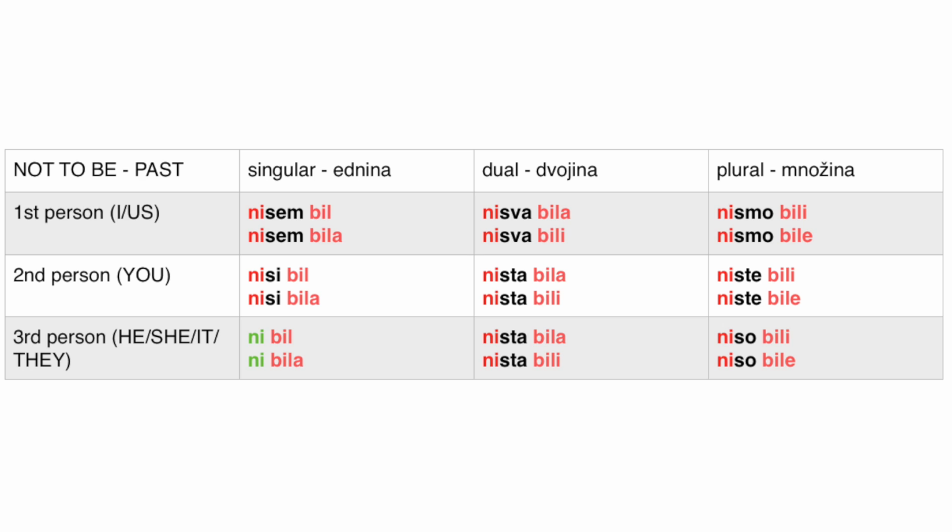And when it comes to the negated form of the verb to be in the past tense, we have a mixed formula going on. We take the present form of the verb not to be, for example, nisem, nisi, ni, and we take the add-ons of the verb to be in past tense. So first person singular would be nisem bil for males, and nisem bila for females. Second person singular, nisi bil or nisi bila. Third person singular, ni bil or ni bila.